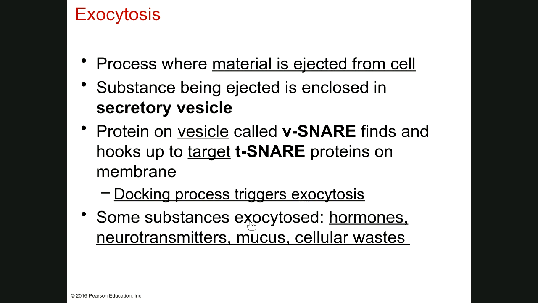And just as examples, what kinds of substances will be exocytosed? Hormones, of course, because we make hormones inside of our cells, and we need to send them through the bloodstream. So hormones will definitely be exocytosed. Same with neurotransmitters. Neurotransmitters are the chemical signals of the brain. Mucus, which we've mentioned in lab, and then waste, of course. And these are just examples.